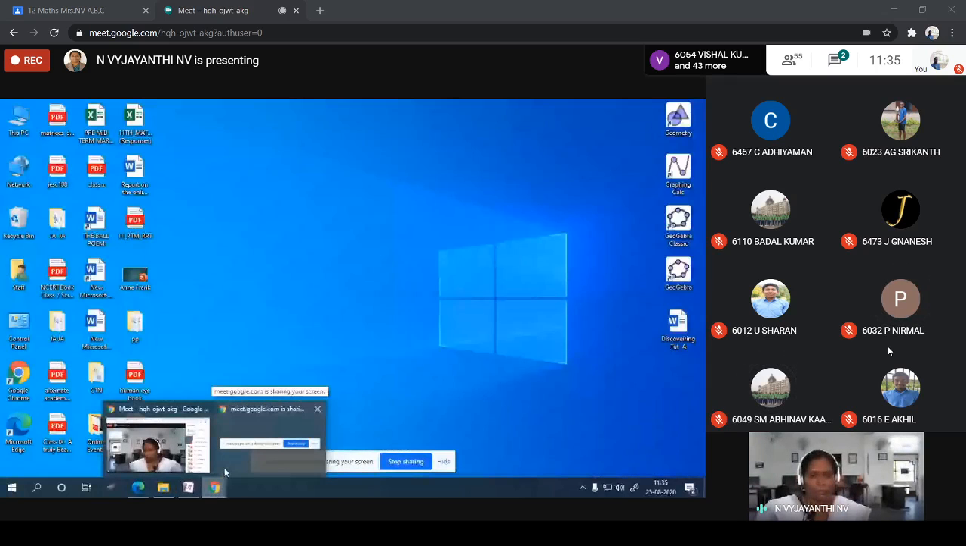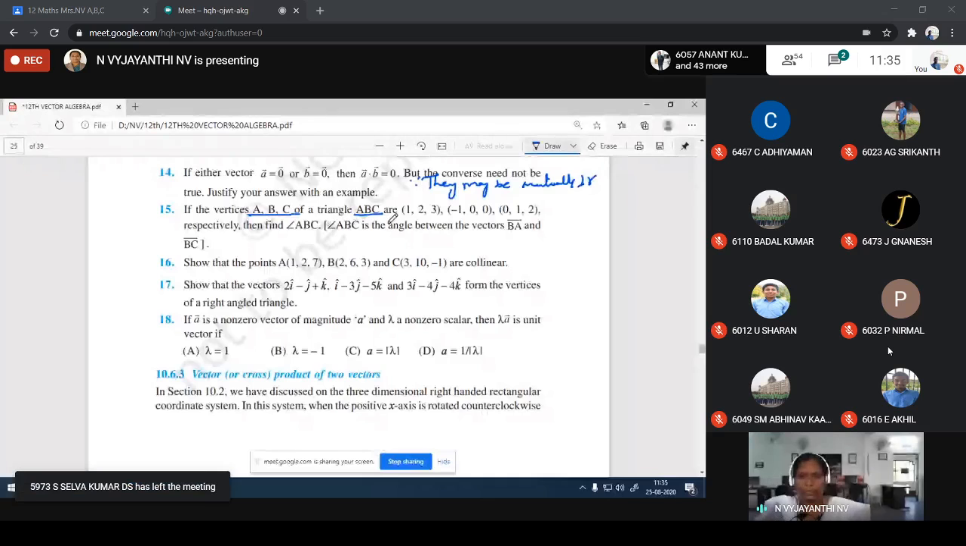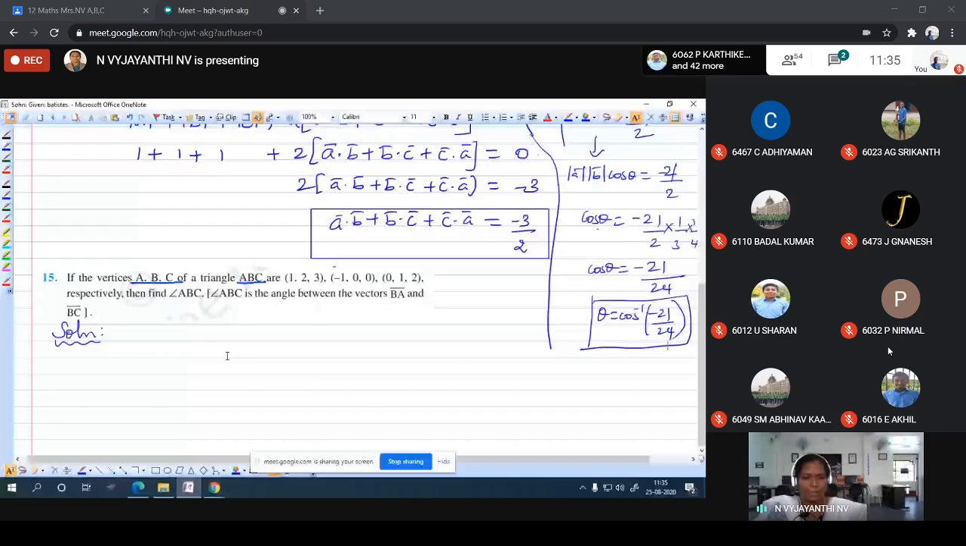We have a few more questions. I'll tell you how to solve. If A, B, C are vertices of a triangle, show that angle ABC equals 90 degrees. So how to solve this? We should first find out AB vector, BC vector and CA vector. What is AB vector? OB vector minus OA vector. These are all position vectors. Understood? This is OA vector, this is OB vector and this is OC vector.